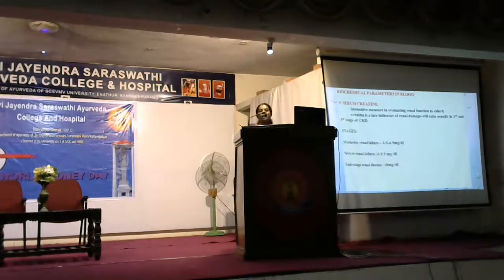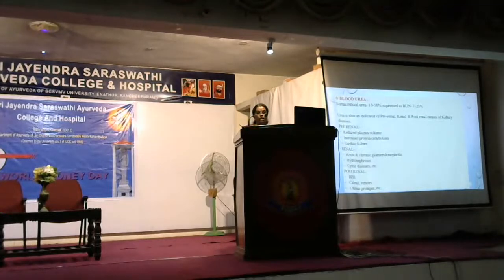What happens is that serum creatinine levels will rise only in the third and fourth stage of chronic kidney disease. That is, only in the end stage will it rise, and by that time 70% of the renal damage or nephrons are damaged. So it is not an early indicator, especially in elderly patients. And according to the serum creatinine level, renal diseases are classified into moderate, severe, and end stage renal disease.